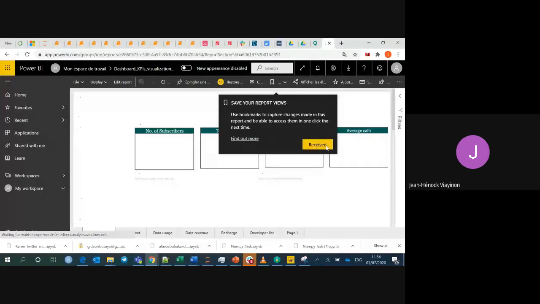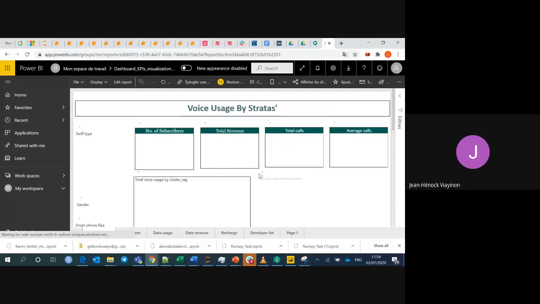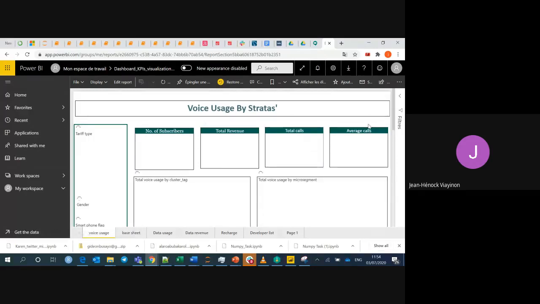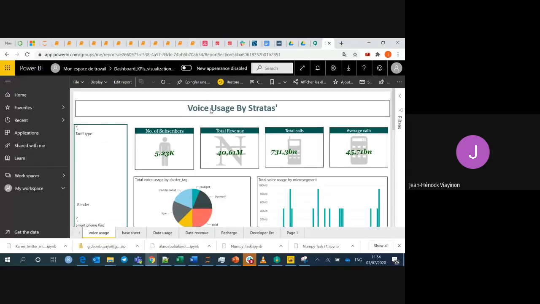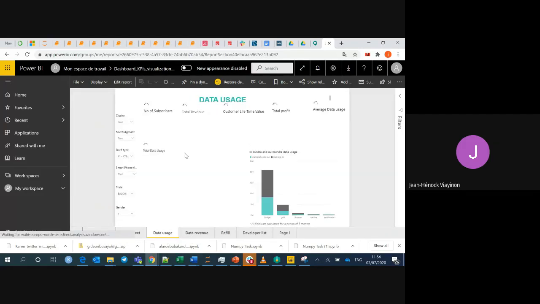It's a kind of aggregated data from my telecommunication provider in Nigeria. We are just going to explore the visualization part. So this is the dashboard itself. There is a voice sheet, there is a data usage sheet with information you may need. If I move, you will have some more information like that.